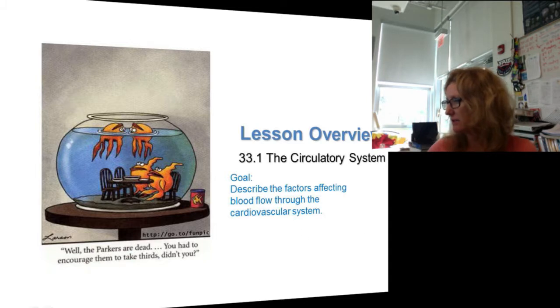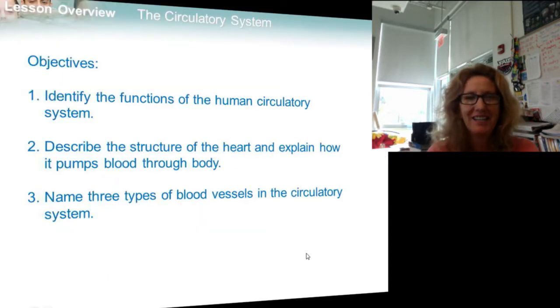And the Far Side says, well, the Parkers are dead. You had to encourage them to take thirds, didn't you? Cute.